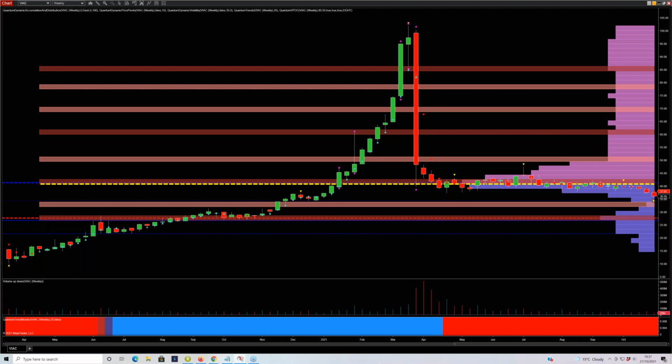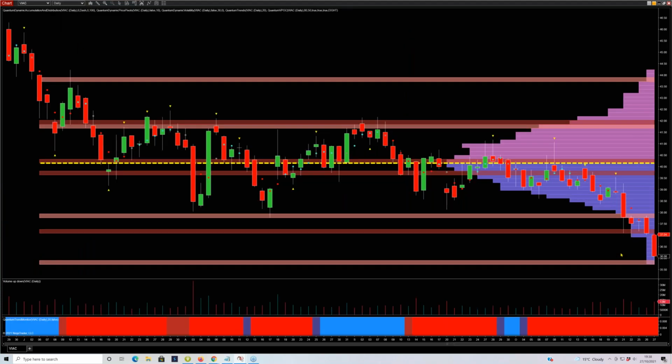And I don't have the Camarilla levels on here. If I did, they would tell me where this price action is likely to go. Based on volume, the obvious point is here, and it's about 35. But on the day, as I said, we've had some buying coming in because it's actually stopped on the volume support on the daily chart.